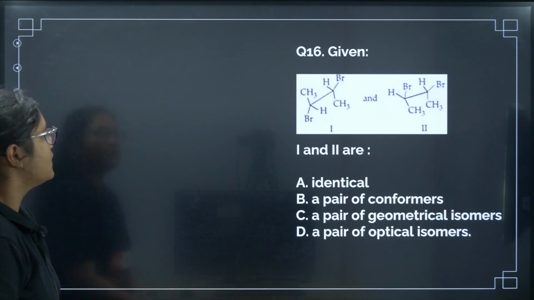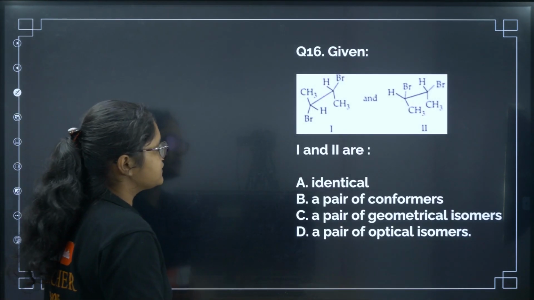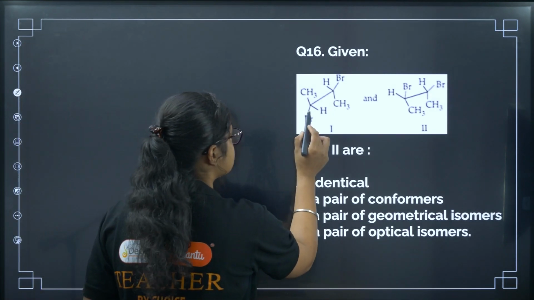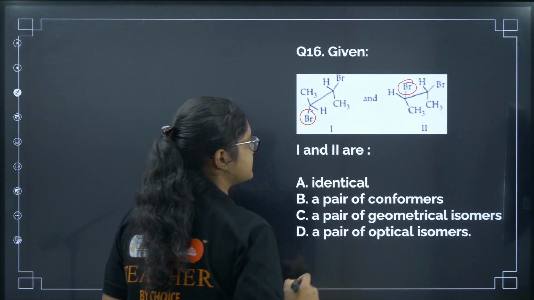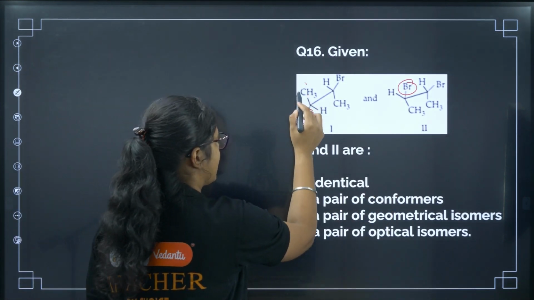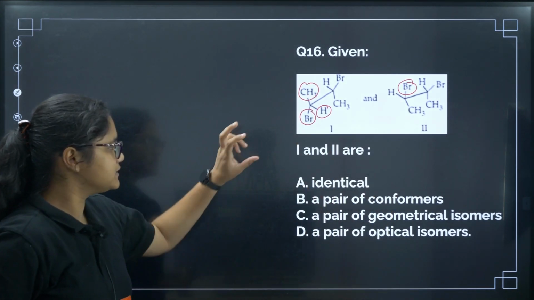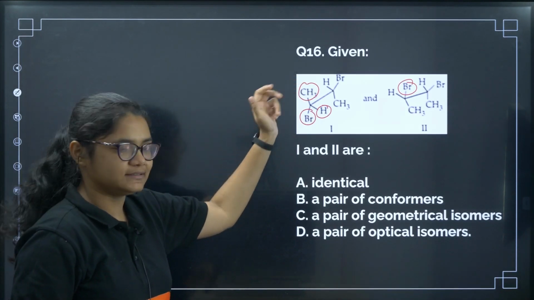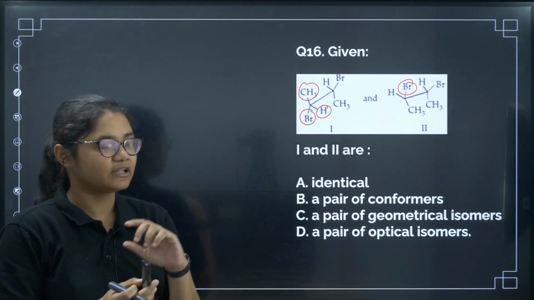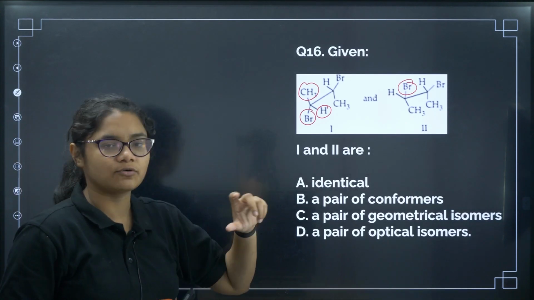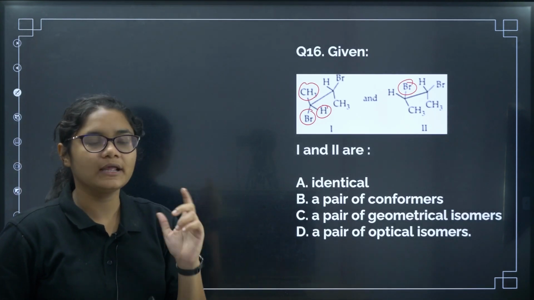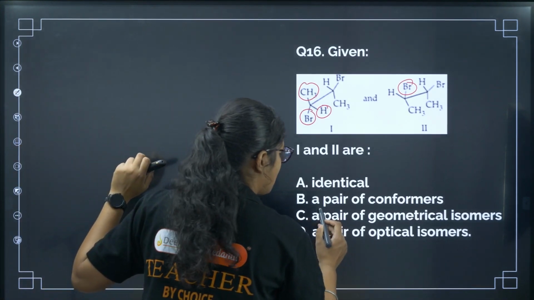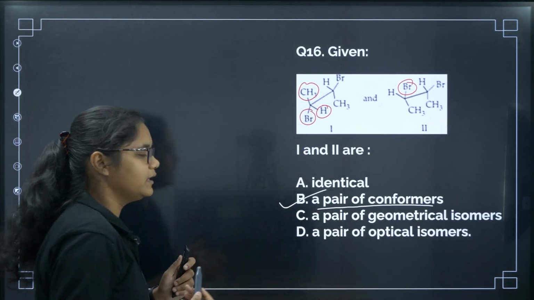Okay, next question, given what is the relation between 1 and 2. You can see this is a very simple one. Here bromine is present in this position, here bromine is present in this position, and CH3 and hydrogen. So how is it obtained? Just by rotating the molecule, just by rotating the bond around the axis. Such types of compounds which are obtained on rotating are called conformers. So the correct answer for this question will be a pair of conformers, that is option number B.